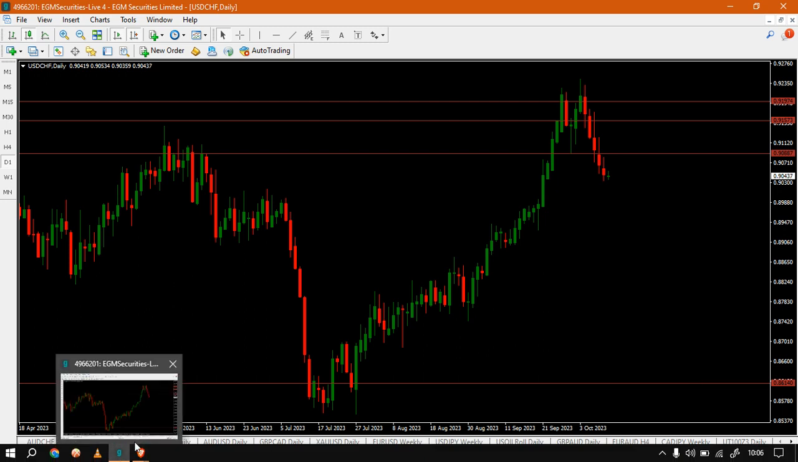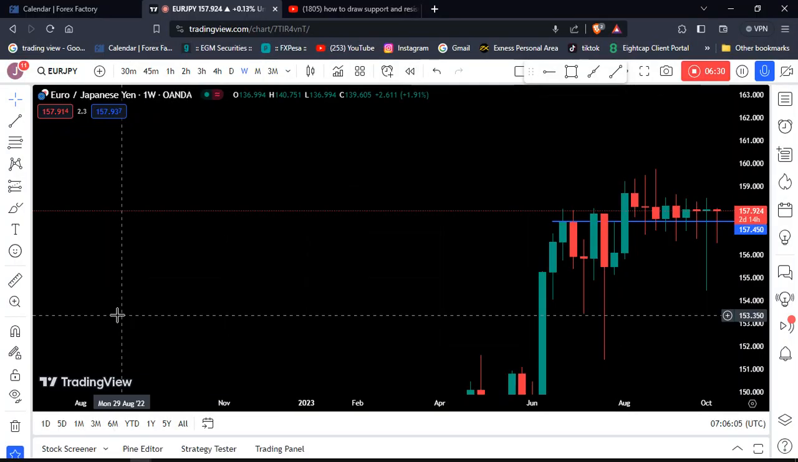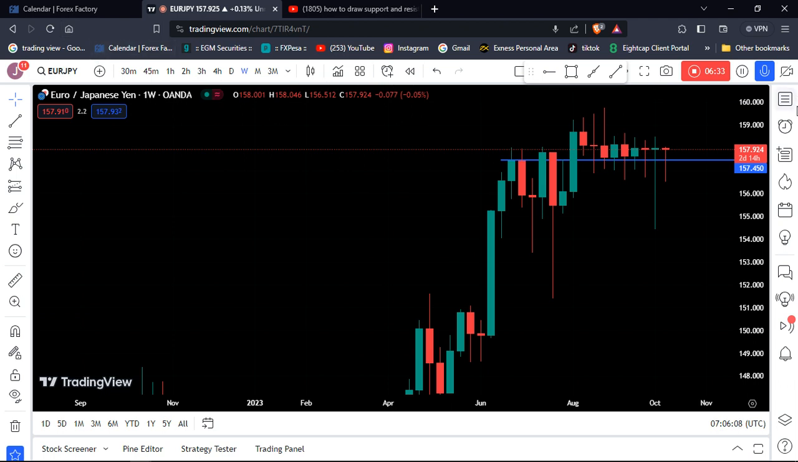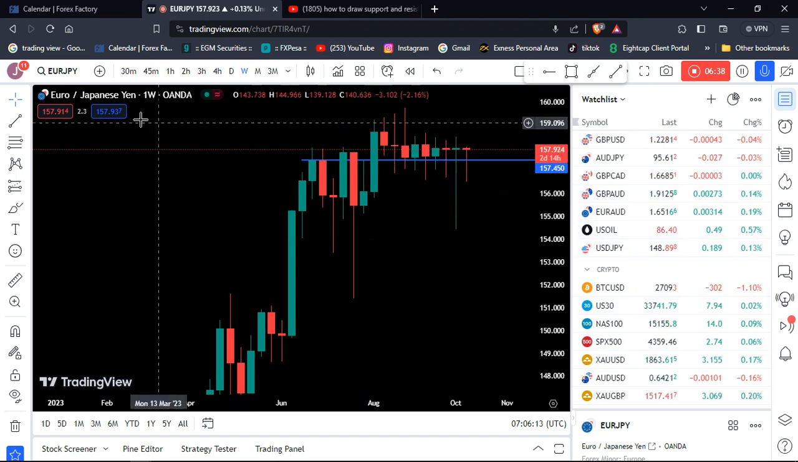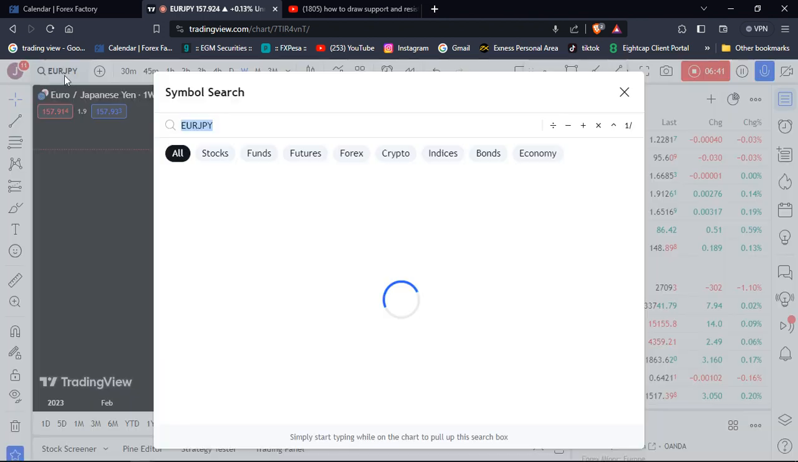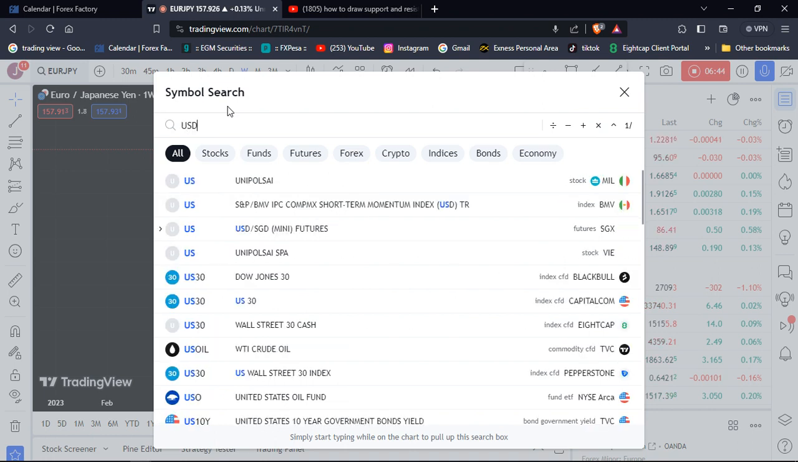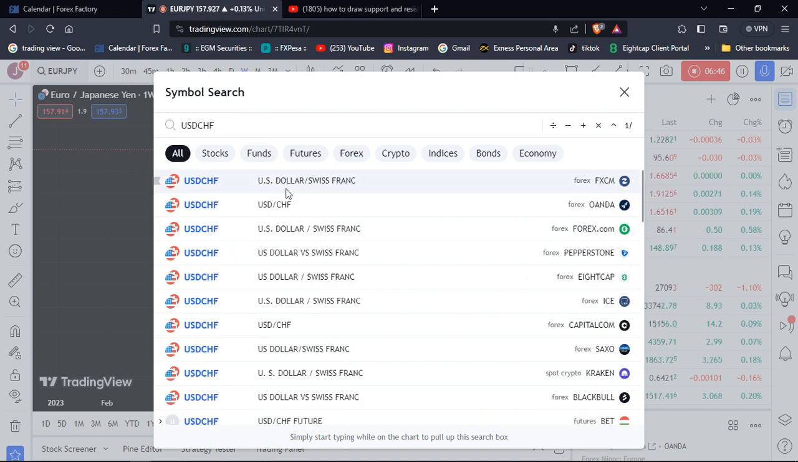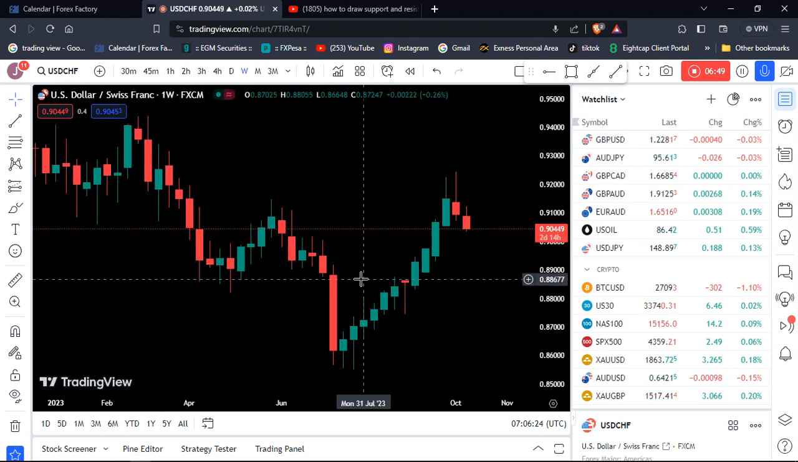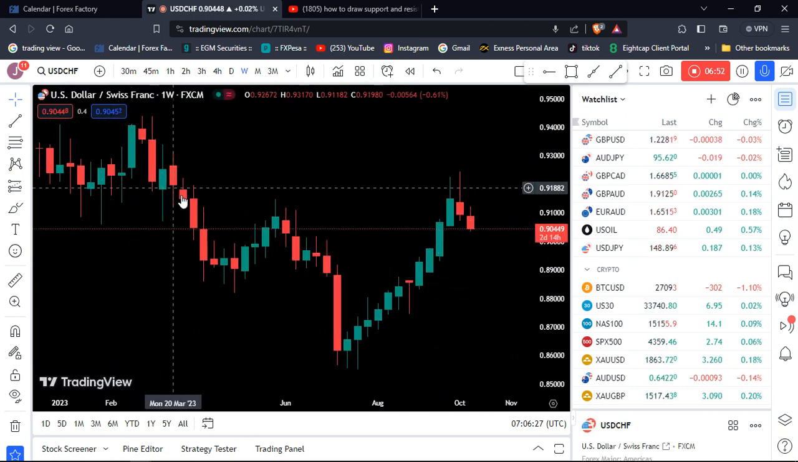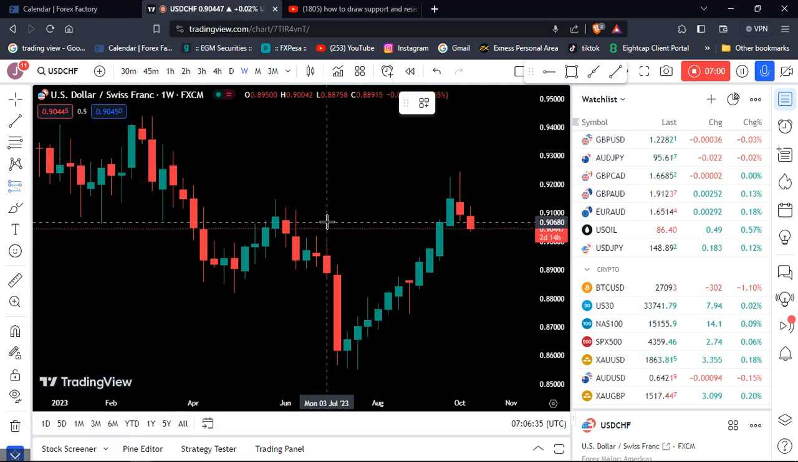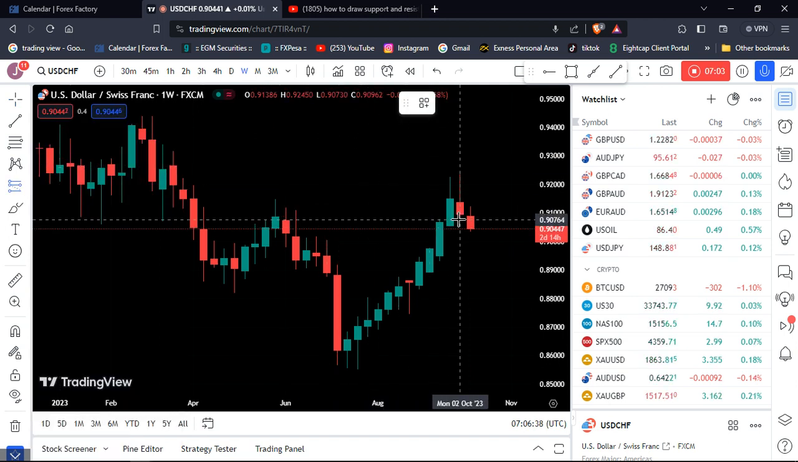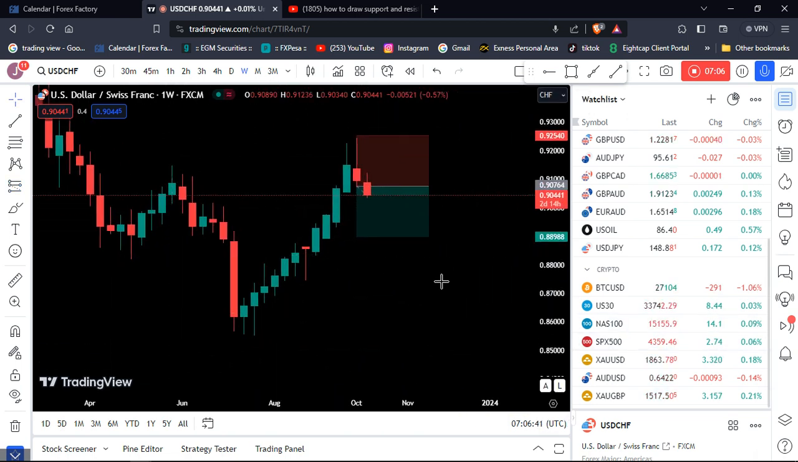We can actually use the TradingView version to be able to see it very well. I don't know if I have it in my watch list. Aha, USDCHF. There we go. Here we are. So now, like we see, this is where we're looking to get our sell at. It's going to be a pending order. So if you are watching, you can actually make this pending order.